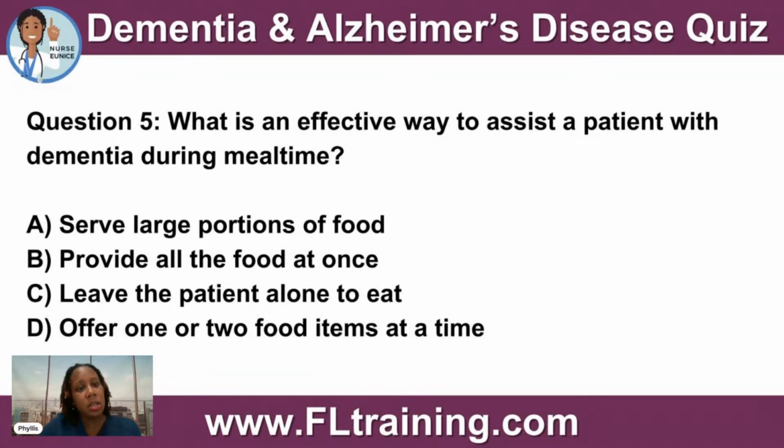The next question. What is an effective way to assist a patient with dementia during mealtime? What do you do with this one, you guys? A. Serve large portions of food. B. Provide all the food at once. C. Leave the patient alone to eat. D. Offer one or two items at a time. All right. C's, D's coming in. All right, let's see what the answer is for this one.